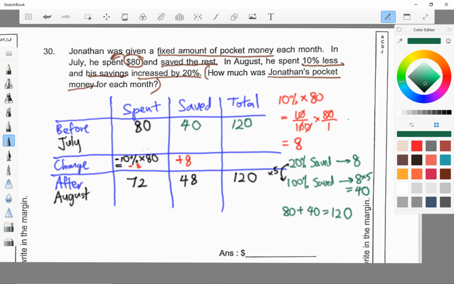Which means that how much was Jonathan's pocket money for each month? It is really $120. And that is something that I've already verified with the after row of my BCA before change after ratio table.